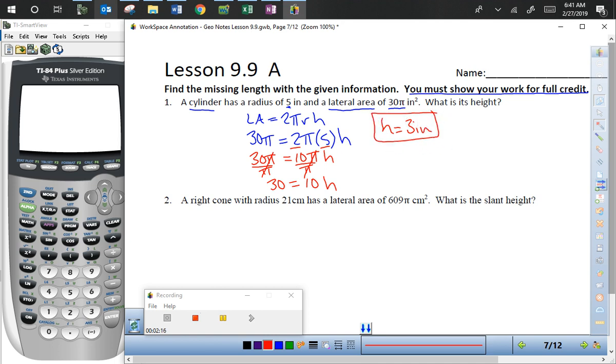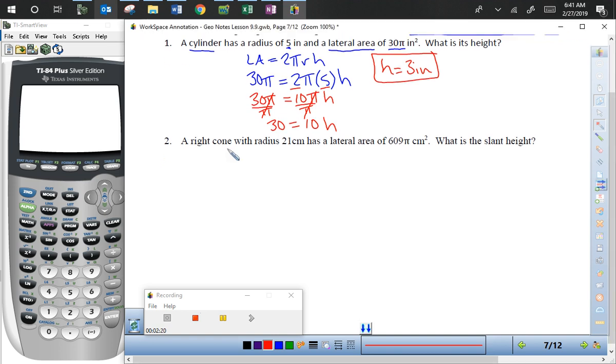Okay, let's go to the next one. It says a right cone, so our shape is a cone, then with radius 21 centimeters has lateral area of 609 pi. Okay, so again we're looking at lateral area, and this time it's a cone. Okay, so on your cheat sheet find lateral area of a cone. That is pi RL, and we'll fill in these numbers. It says the radius is 21 and the LA is 609 pi. So 609 pi equals pi times 21L.